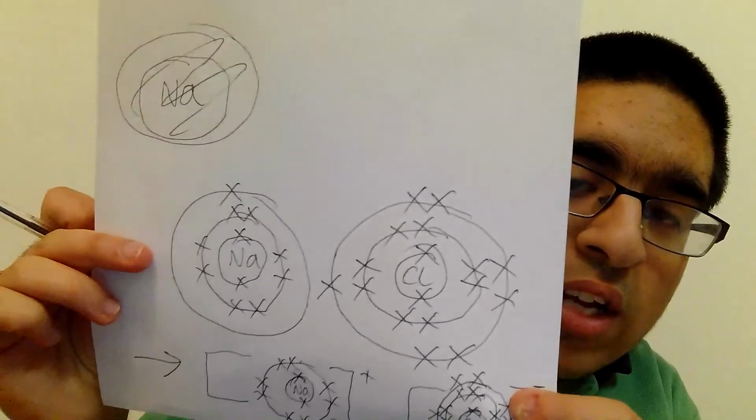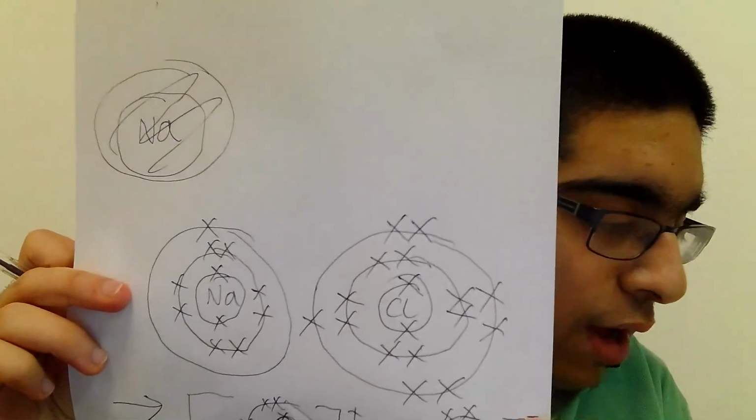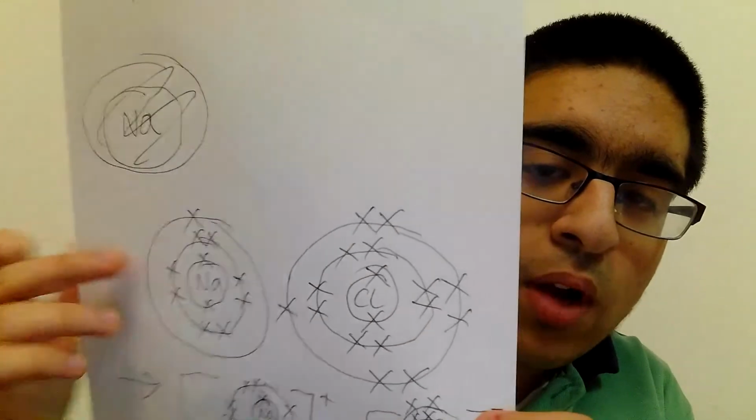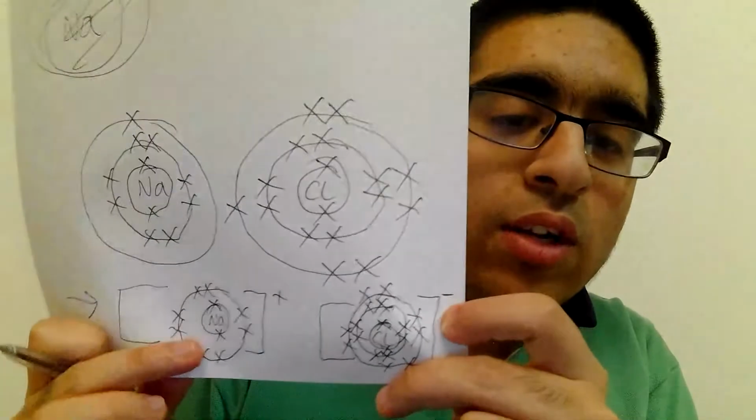Cl-. So this is basically what I've drawn. Hopefully you can see it. I've drawn the electronic configuration of sodium. I did the same for chlorine, and then I did the ions basically. No, wait, forget that, because I've done it wrong.